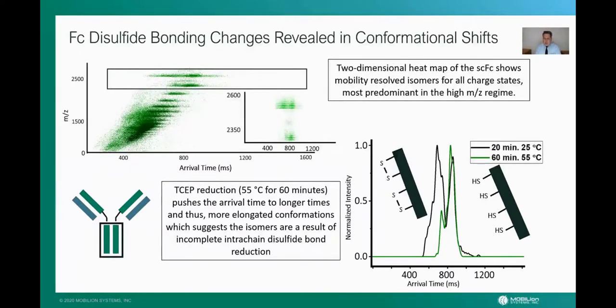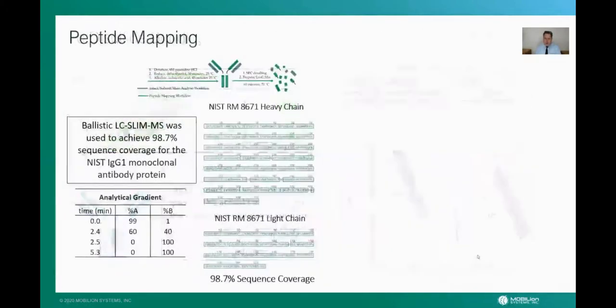And you can notice the black trace here at 20 minutes. The disulfide bonds are still intact there, have not been broken and reduced. And then we can see the arrival time distribution is shorter than after 60 minutes of reduction, when the bonds break. And of course, now you've got an elongation and opening of that Fc region. It goes from a compact structure to a more open one.